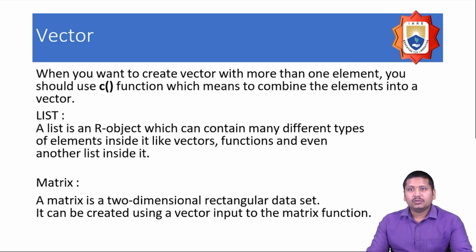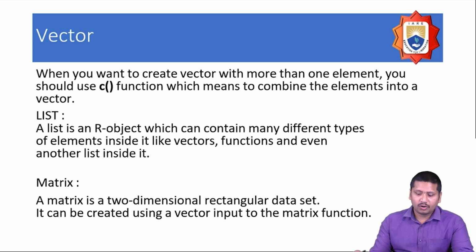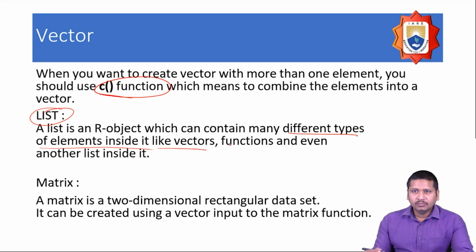So for a vector, when you are going to create a vector with more than one element, the c function is used, which combines the elements into a vector. And a list is something which may contain different data types of elements, like vectors, functions, and even other lists may be included.